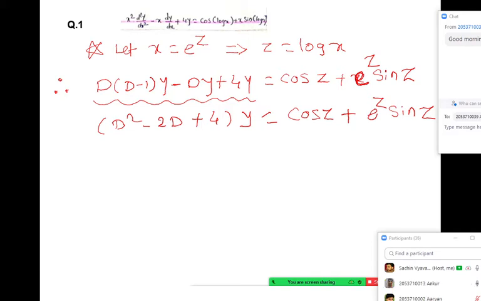Sir, e to the power x, c1 cos root 3x plus c2 sin root 3x. Not correct. The main mistake you made here, e to the power z. Z, correct, very good. Now the differential equation has the independent variable as z. We get an answer in terms of z, and at the end we replace that z by log x, and then we get the answer.